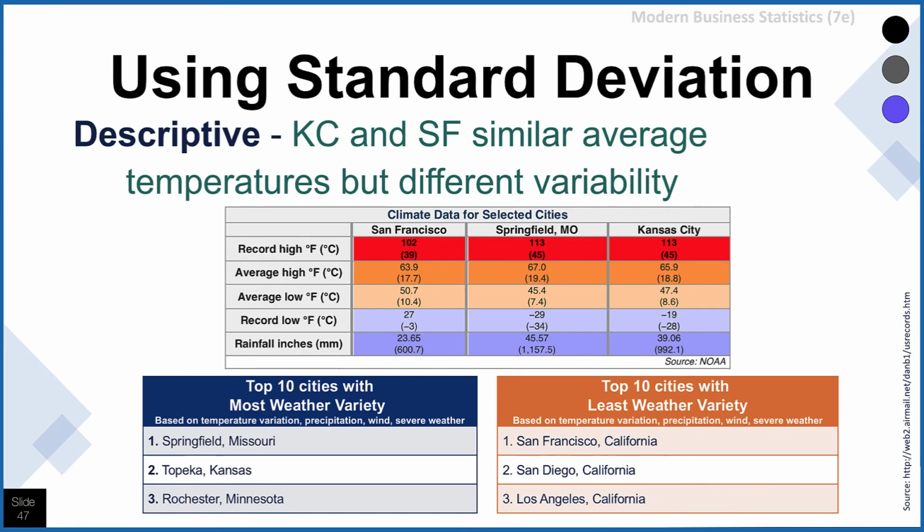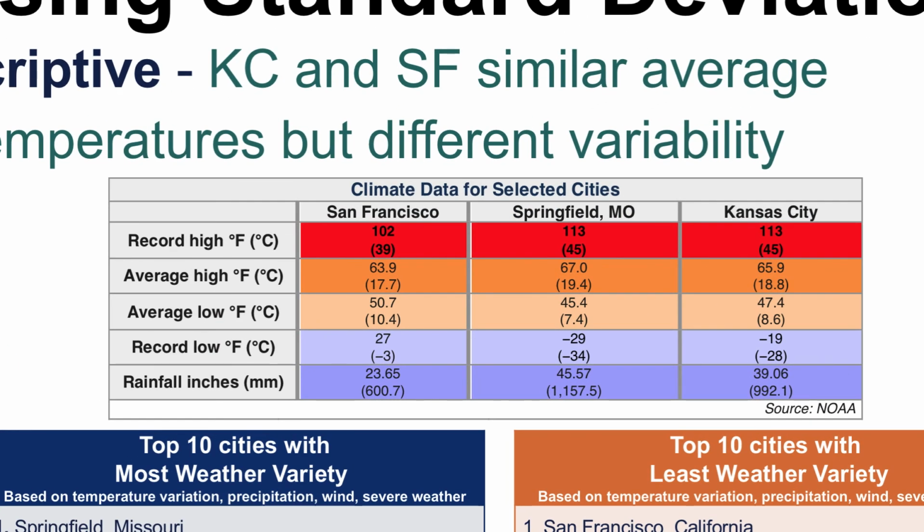Whereas in Kansas City, depending on what time of year you go, it could be freezing and icy, like it is today, or it could be really, really hot. In fact, if we look at the record highs, in San Francisco, 102 versus 113 in Kansas City, and the record lows, in San Francisco, 27, but in Kansas City, negative 19 degrees.